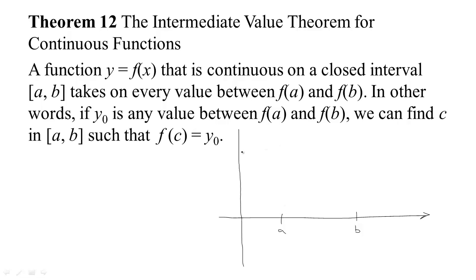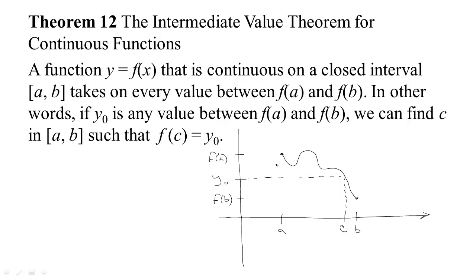If you plug in a, you're going to get out some value. Let's maybe call it f of a. So there's a point on the graph. And if you plug in b, you're going to get out a different value. That's going to be f of b. There's the corresponding point in the graph. And the idea is that if the function's continuous, then if you draw the graph, it's got to have no breaks or jumps, which means if you pick any value between f of a and f of b, let's call it y naught, then there's going to be at least one place here, some point c, that we can plug in so that value y naught comes out of the function.